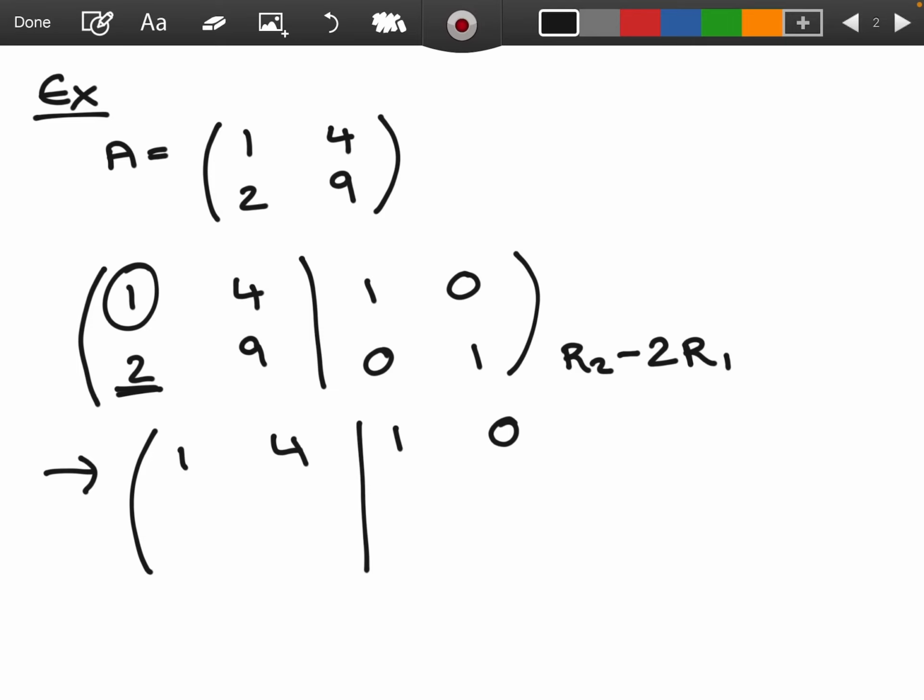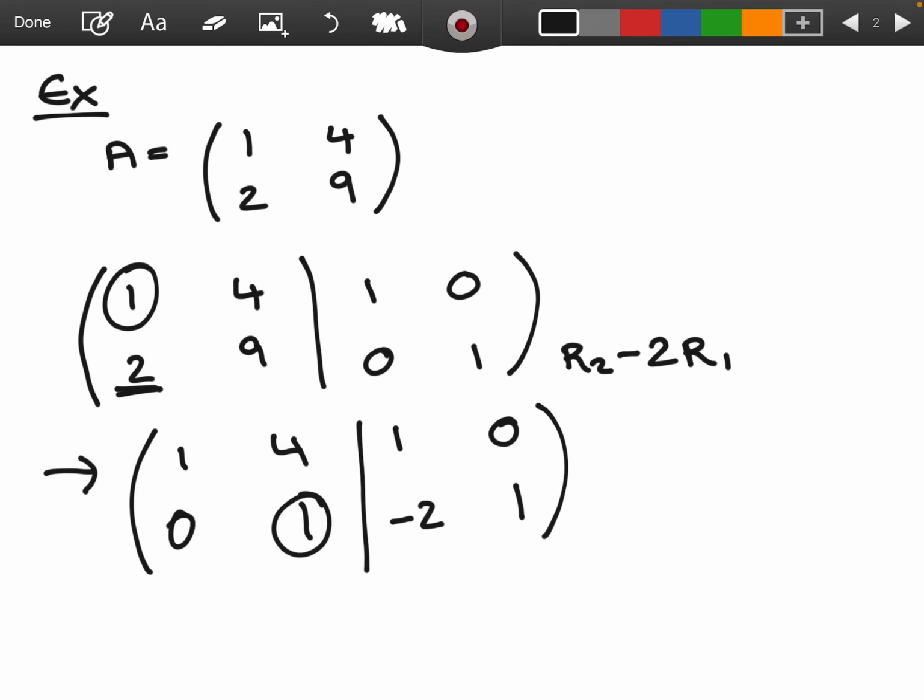So 2 minus 2 times 1 gives me 0. 9 minus 2 times 4 gives me 1. 0 minus 2 times 1 gives me negative 2. And 1 minus 2 times 0 gives me 1.